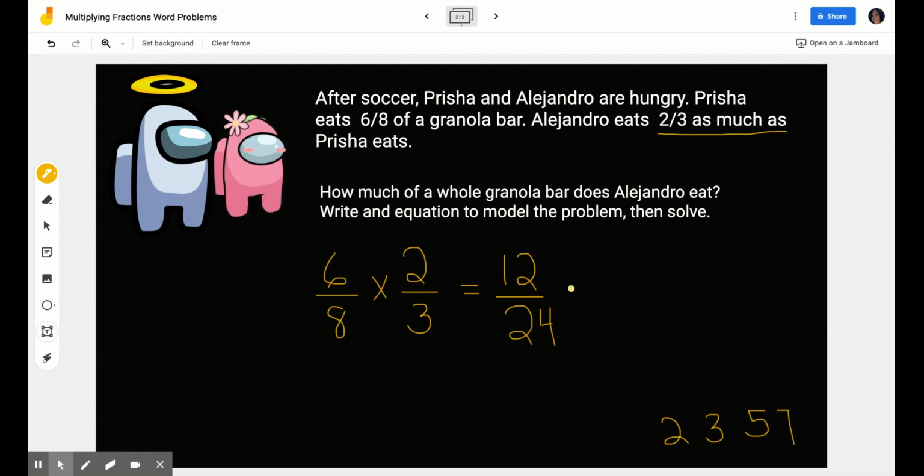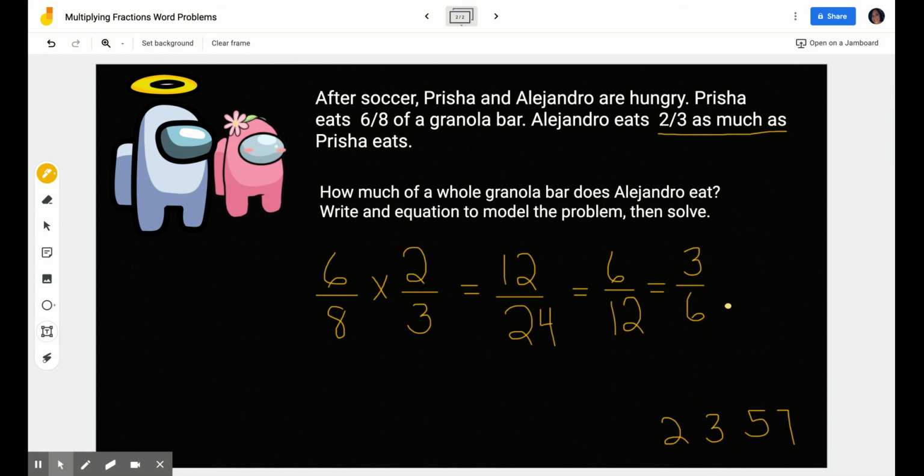So let's start with 2 again. 12 divided by 2 is 6. 24 divided by 2 is 12. Okay, let's try it again. Remember, until we can't divide anymore, 6 divided by 2 is 3, and 12 divided by 2 is 6.